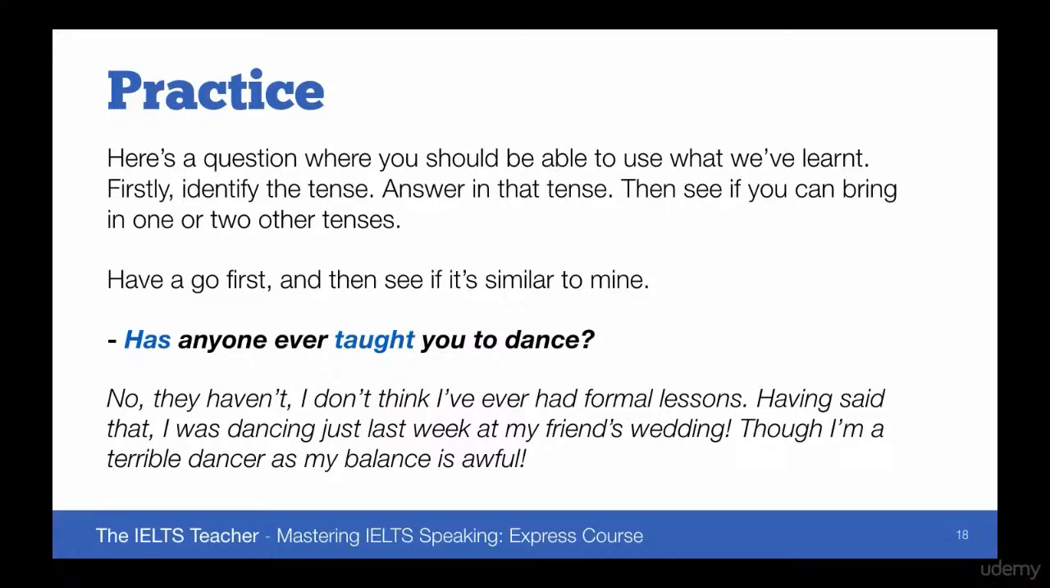Okay, so what tenses am I using here? Notice we're identifying the question, we're using the present perfect, and so therefore that's what's going to appear at the beginning here. No, they haven't. I don't think I've ever had. Okay, now let's bring in a couple more tenses. We're going to use the past continuous, I was dancing, and we're going to bring in the present simple. I'm a terrible dancer, my balance is awful.